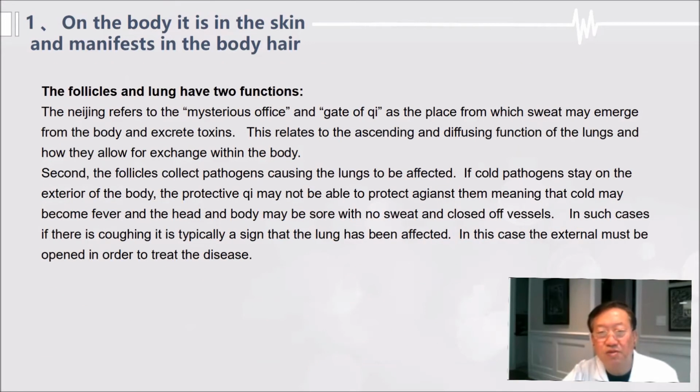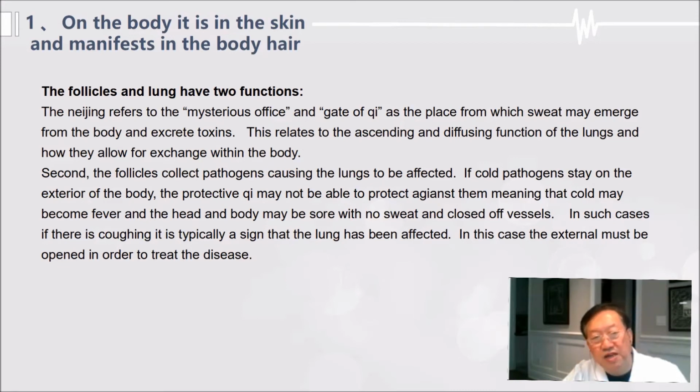The follicles and lung have two functions. The Neijing refers to the mysterious office and gate of qi as the place from which sweat may emerge from the body and excrete toxins. This relates to the ascending and diffusing function of the lungs and how they allow for exchange within the body.